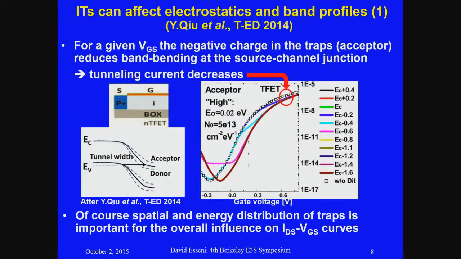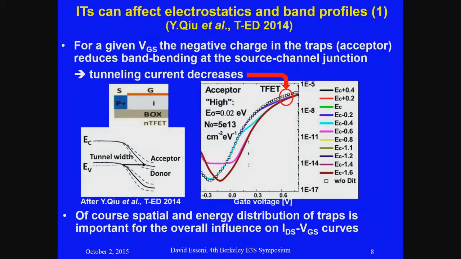then what we can envision is that if this black line here is the band profile, this is the source, this is the channel, with no interface states, if we have a dominant acceptor behavior of the traps, then for a given gate bias, we have less band bending here at the source channel region. And instead, if we have a positive charge and so dominantly donor behavior, we can actually have more band bending.